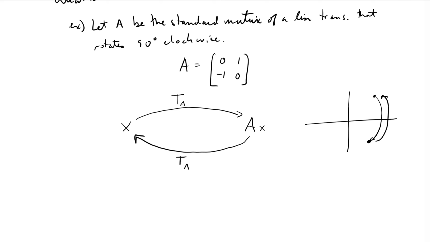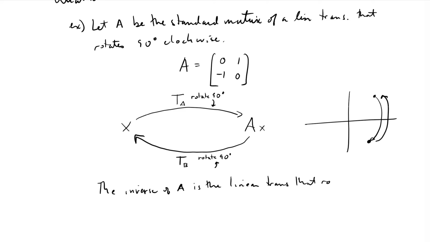Well, let's call that transformation T_A inverse. A inverse is going to be, actually let's call it B. But eventually B is going to be A inverse. So B is the standard matrix that performs the transformation that takes us back to where we were. Here we rotate 90 degrees clockwise. To go back, I'm pretty sure you figured out that we need to rotate 90 degrees counterclockwise. So the inverse of A is the linear transformation that rotates 90 degrees counterclockwise. Let's call that B.